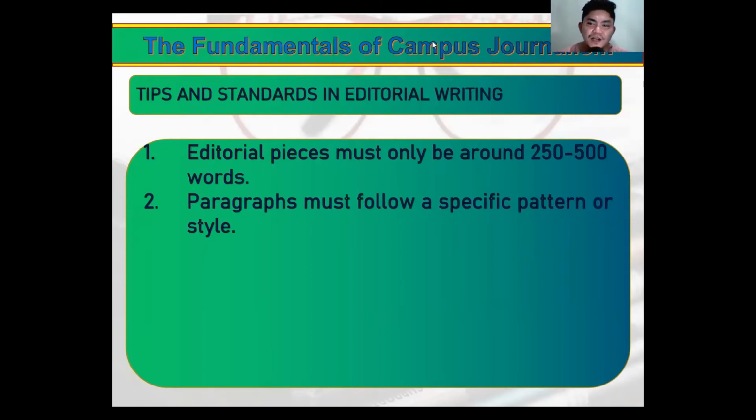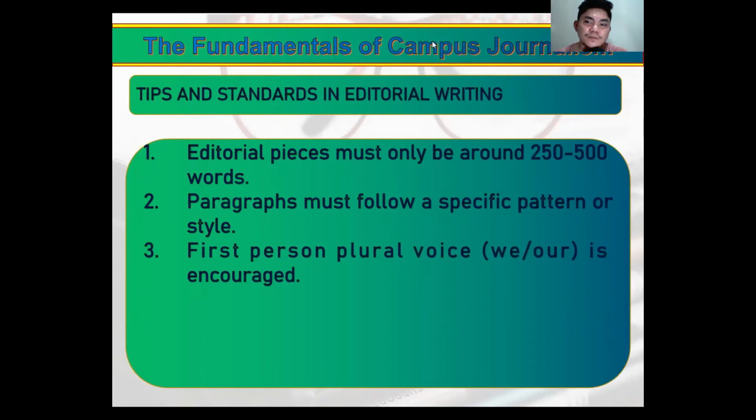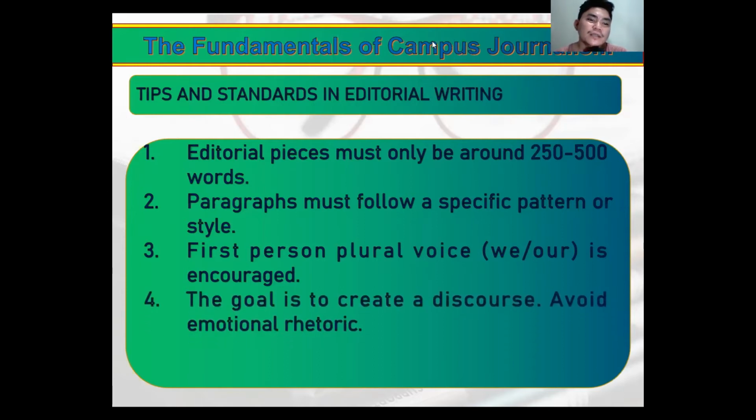Then number two, paragraphs must follow a specific pattern or style. You should be consistent when you use this pattern or this style. It should be used throughout the article because judges will notice that you should be consistent. Then first person plural voice, we, is encouraged because you are representing there the stand of your campus journalism. So we are okay. Then the goal is to create a discourse, avoid emotional rhetoric, just like what I said from the previous slide.